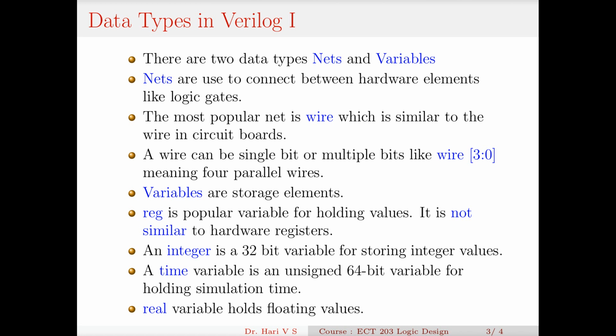A wire can be a single wire, or it can be a parallel set of wires, like multiple bits, like an array of wires. You can write wire [3:0], meaning that there are 4 wires running in parallel.